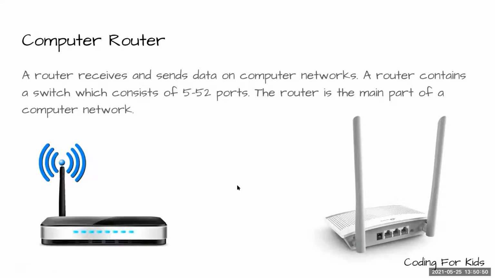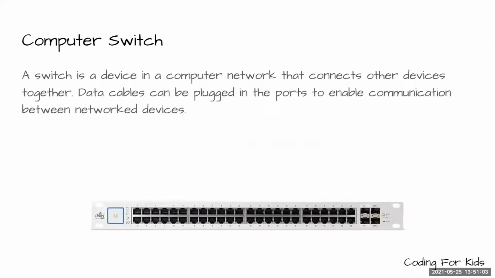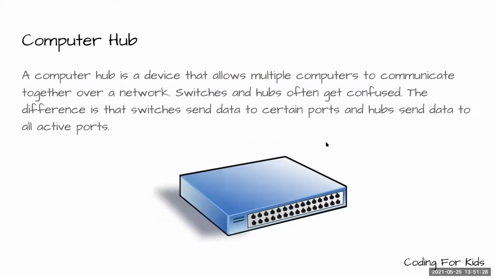The computer router is the main part of a network, and it is a really important part because it sends and receives data on computer networks, which is really important when talking about computer networking. Then there is the computer switch. The computer switch is a device that connects other devices together. You can see we have some ports right here on the switch, and you can plug in data cables, and those will enable the communication between network devices. So this is kind of like a little connector for the computer.